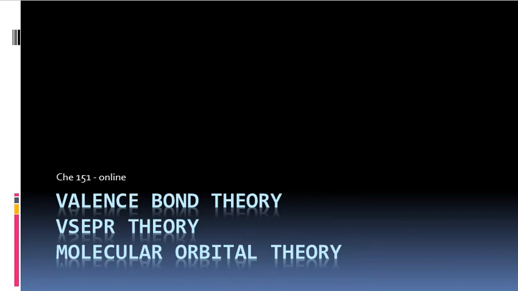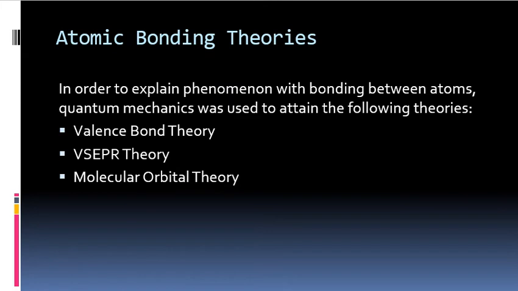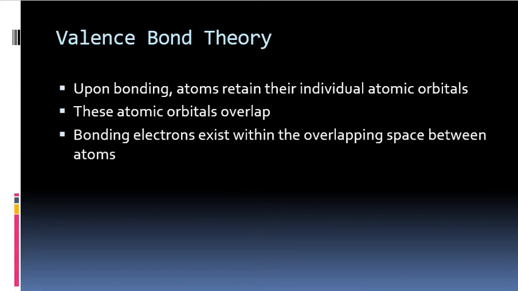You guys are awesome. Today we're going to go over some theories in chemistry that apply quantum mechanics to better understand how molecules form, or well, how atoms bond together. Those three theories are valence bond theory, VSEPR theory, and molecular orbital theory. Now I'll quickly get into valence bond theory and VSEPR theory, mainly to better describe molecular orbital theory.